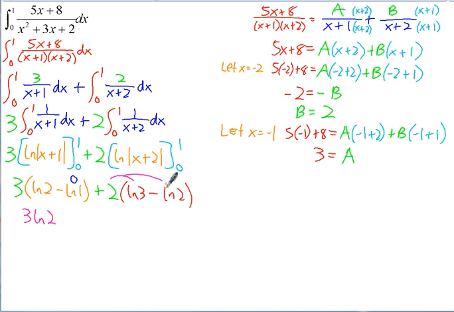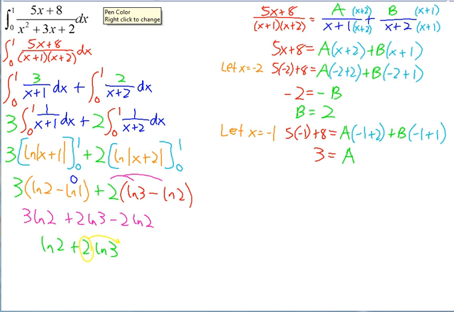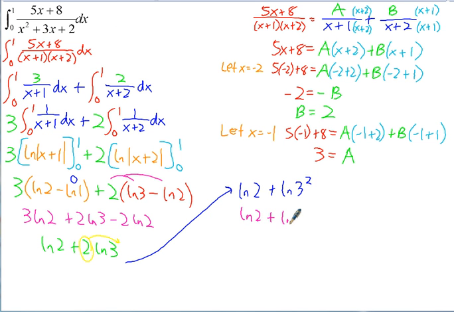And if you distribute this 2 out, we get plus 2 natural log of 3 minus 2 natural log of 2. And notice then we've got some like terms. 3 natural log of 2 minus 2 natural log of 2 is just 1 natural log of 2, plus 2 natural log of 3. And you can condense this further by using your log properties. You can't combine these two yet because of this 2, but remember when there's a number out in front, you can use the log property that allows us to bring that up to be an exponent. So that would make it natural log of 2 plus the natural log of 3 squared. The 3 squared is just 9, so you have natural log of 2 plus the natural log of 9.